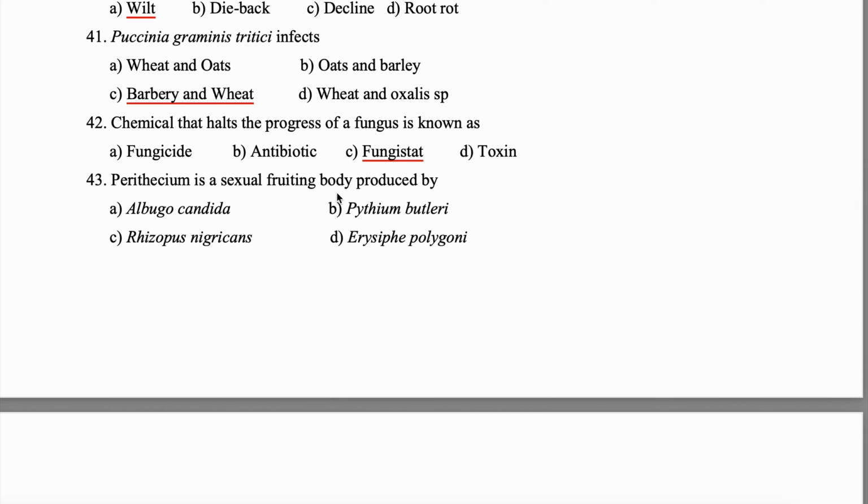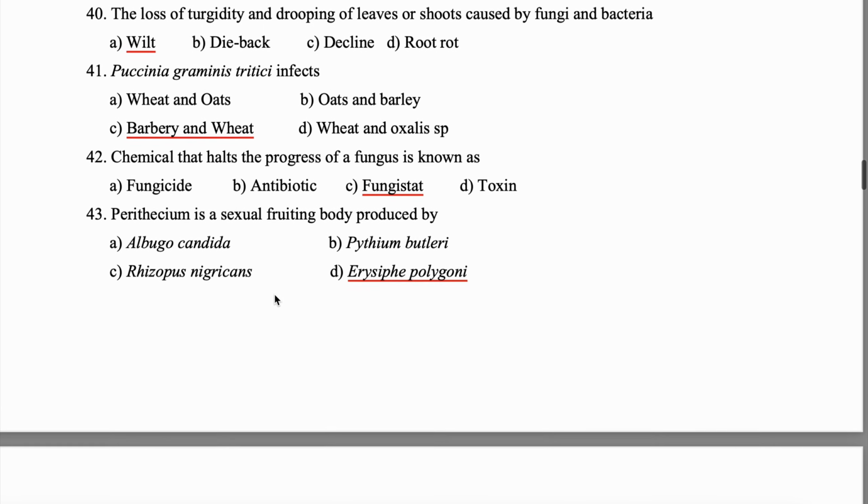Perithecium is a sexual fruiting body produced by. Now, according to the options given, we have to go with Ericephale polygony, but it is not actually perithecium for Ericephale, because this is a genus of powdery mildew. So most commonly, if the fruiting body name was different, it will normally go for Clistothecia, right? But if we consider the other options like Albugo candida, Pythium or Rhizopus, they do not at all belong to Ascomycetes, right?